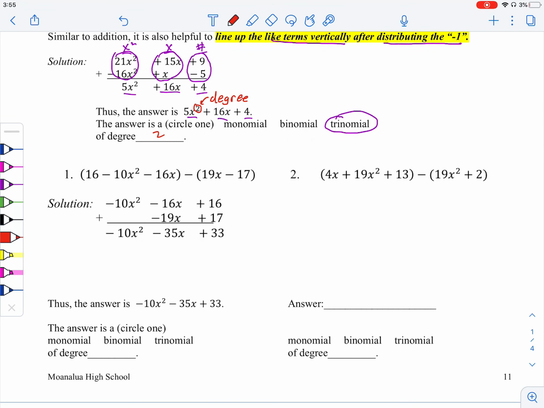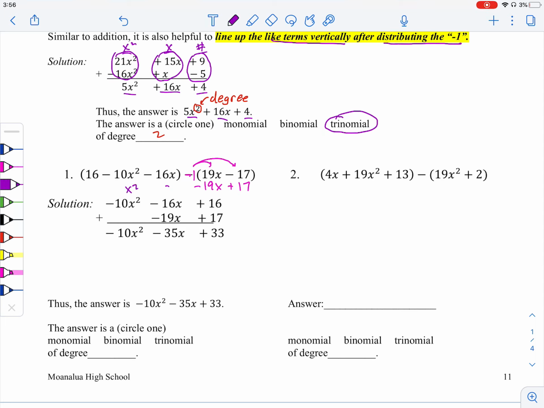Okay, so like number 1 here, we have a negative, so we can distribute negative 1. Distribute negative 1 to 19x, and we get negative 19x. Distribute negative 1 to negative 17, and we change our sign to positive 17. And then we're going to line them up vertically again.